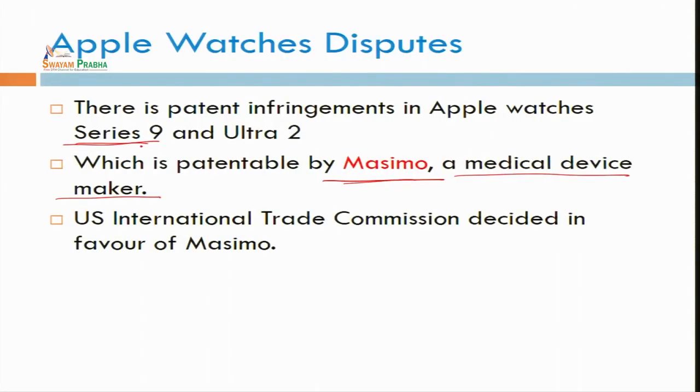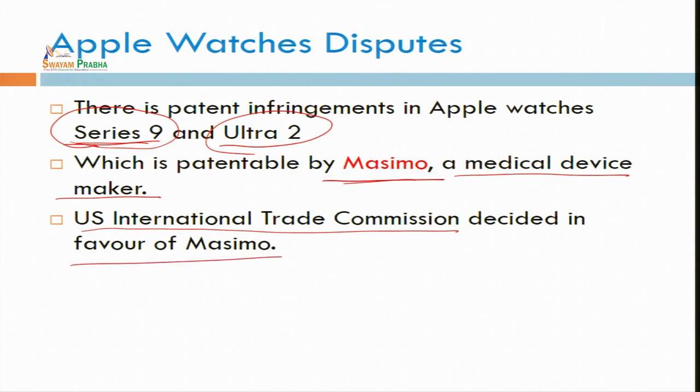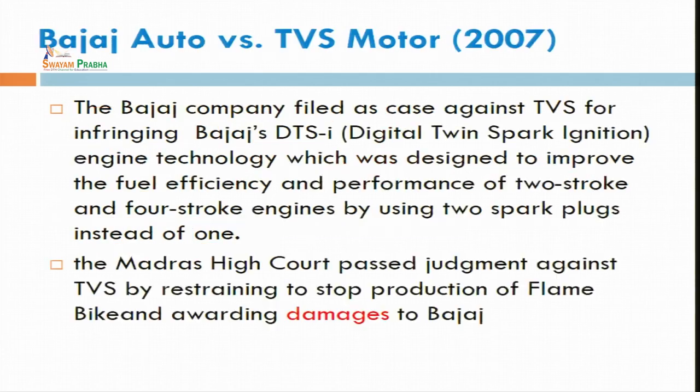So Apple has temporarily withdrawn these two watches, Series 9 and Ultra 2, from its website. The US International Trade Commission has decided this in favor of Masimo. Now it depends on Apple whether they are going to file an appeal against this order or not. This is a very good judgment where this injunction is granted against Apple by the US International Trade Commission. This is a very latest case from a few days back.